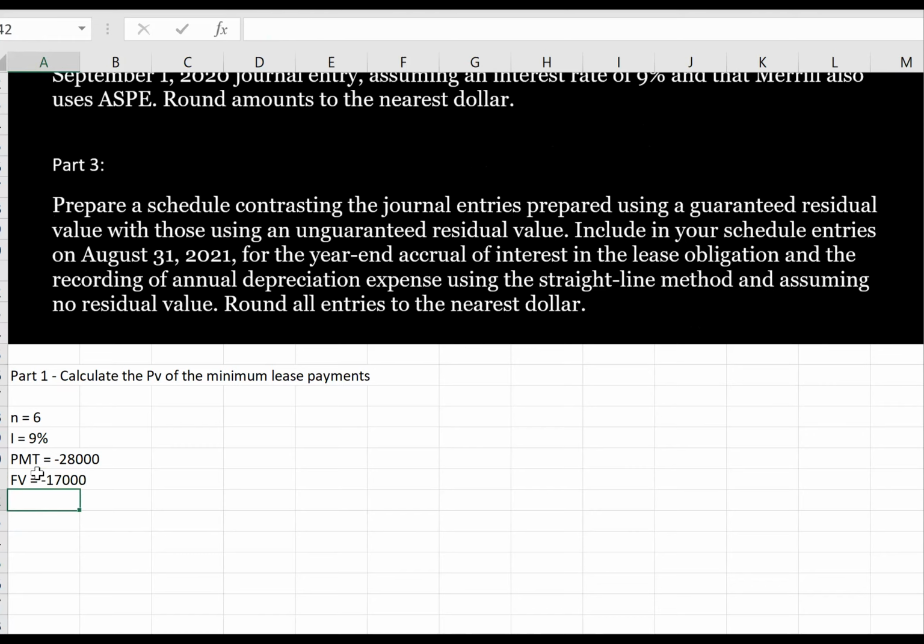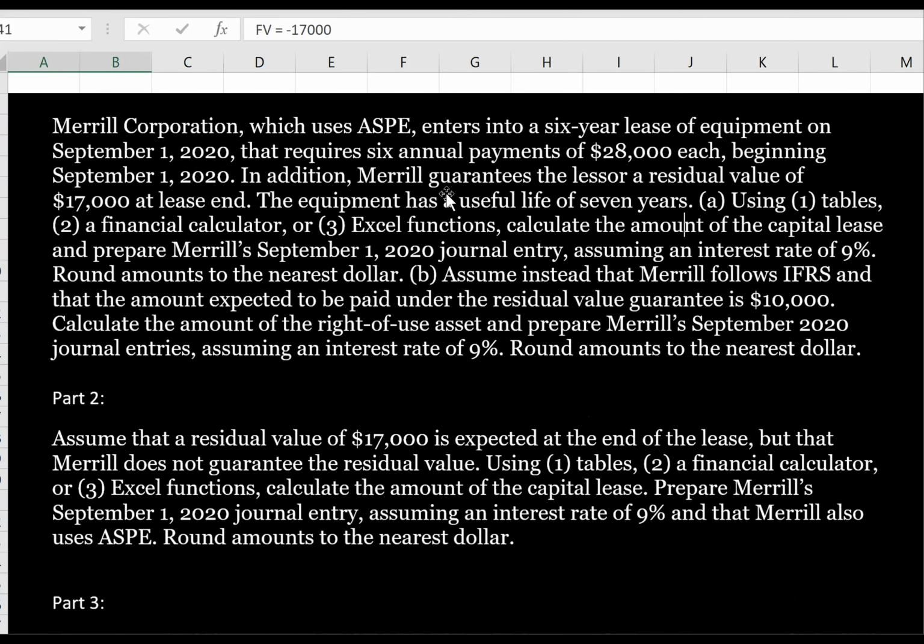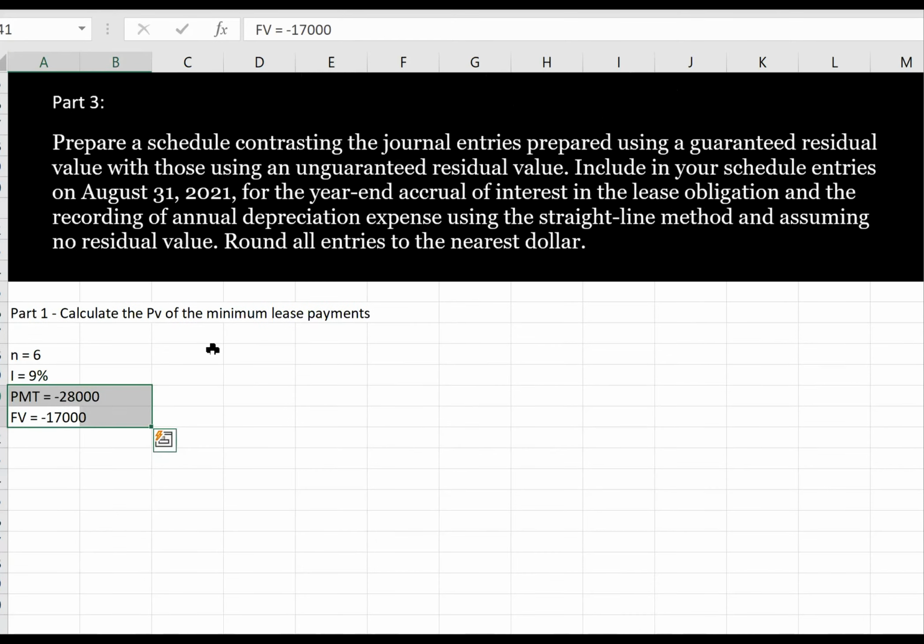Now, why are we putting this as a negative? Usually a future value of 17,000 would be positive. It's because we're guaranteeing that it will have a $17,000 future value as the lessee, and we would have to make up that amount if it's not there. So we put that in as a negative $17,000 because we've guaranteed this future lease payment. To be conservative, we include a payment of $17,000 as the future value of the lease, and that's only because that residual value is guaranteed. If it was not guaranteed, we would not include it. Make sure begin mode is on.